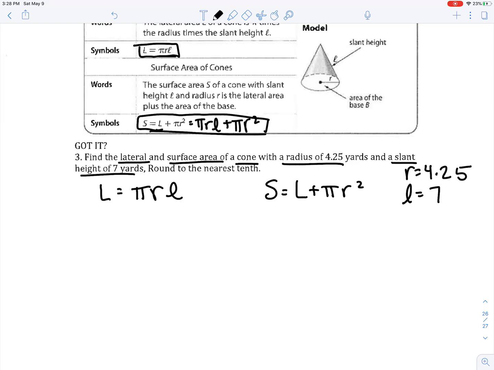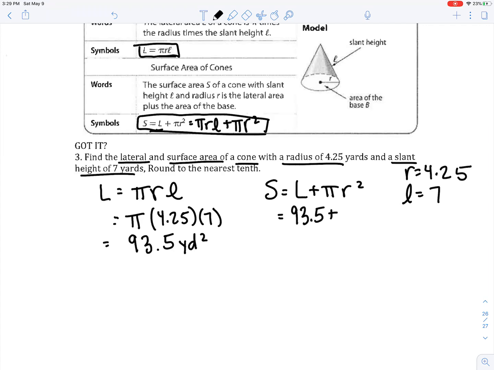So now I can plug it into my formula. Remember, I always start with lateral area. Pi times the radius times the slant height. And I go to my calculator. Pi times 4.25 times 7. It asks me to round to the nearest tenth to get 93.5 yards squared.